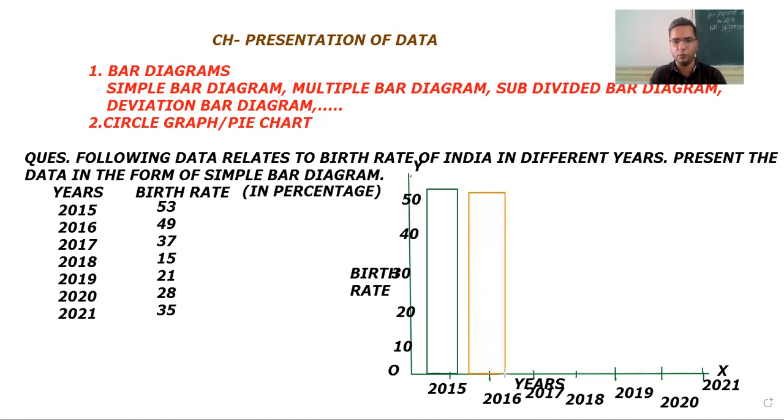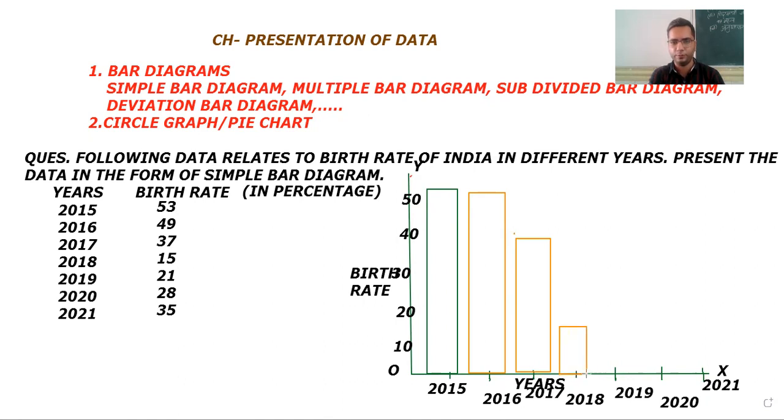But बेटे ध्यान रखना, no bar will touch each other. कोई भी बार टच नहीं करेगा. क्यों नहीं करेगा? Because it is not a histogram, it is a bar diagram, and in the bar diagram we are going to make separate bars by a proper height and a proper width. Okay, 2017 we have 37. So let's make for 2017 37. Let's make for 37 somewhere here. Okay.